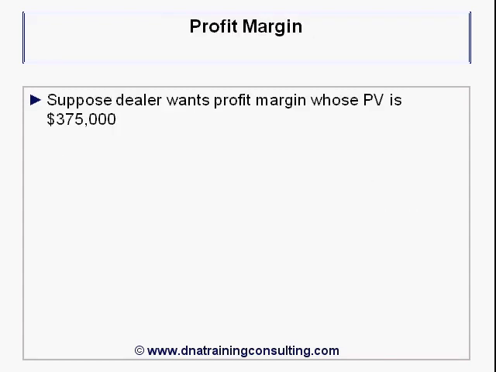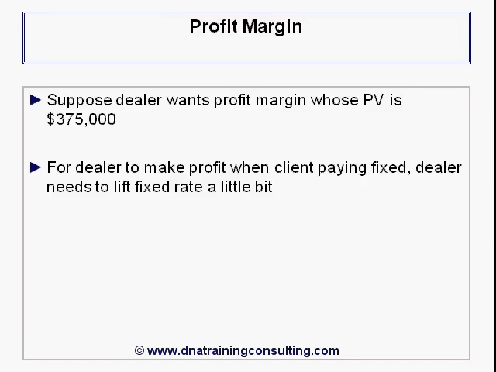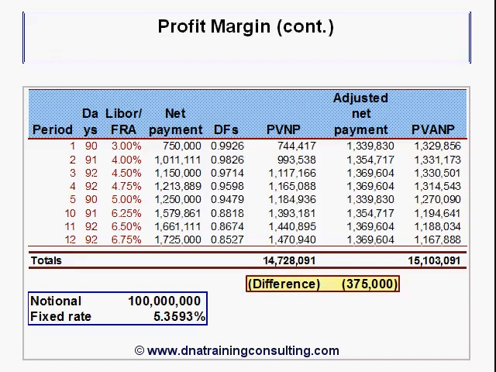Suppose the dealer wants a profit margin whose present value is $375,000. For the dealer to make a profit when the client is paying fixed, the dealer would need to lift the fixed rate a little bit. In the table appearing now, the difference is calculated by subtracting the fixed leg PV from the floating leg PV. So you would want this number to become negative in order for the dealer to make a profit. Goal-Seek has led us to a solution that you see here of approximately 5.36%.